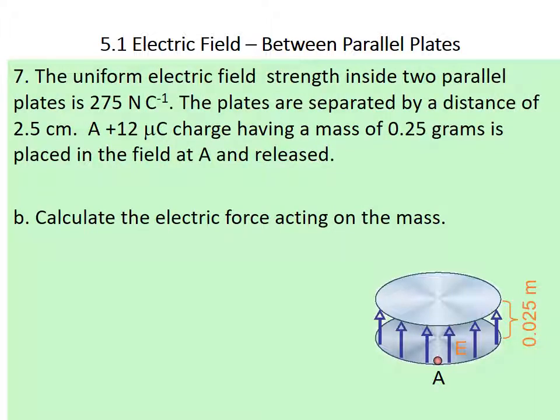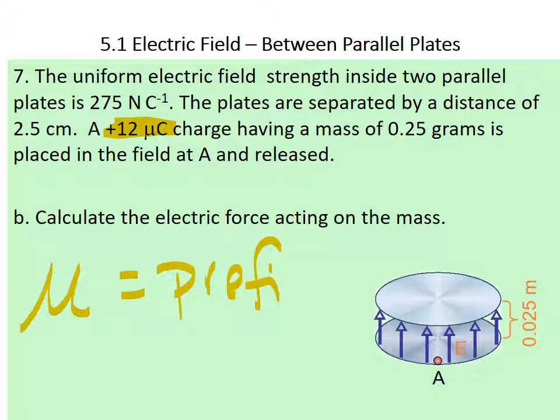For part B, you're going to calculate the electric force acting on the mass. Be careful with part B because you have 12 microcoulomb. If you don't know what a micro is, check the data booklet. It's in the front of the data booklet. This is a prefix.